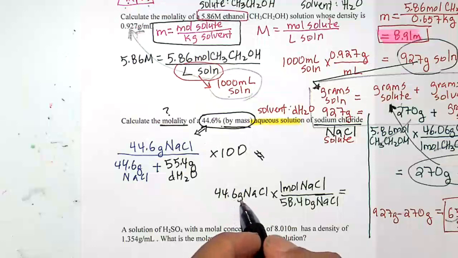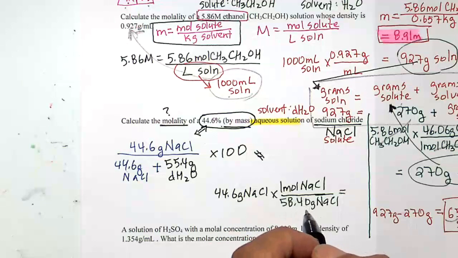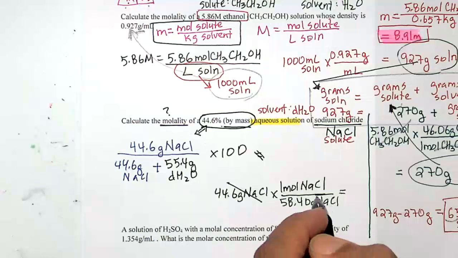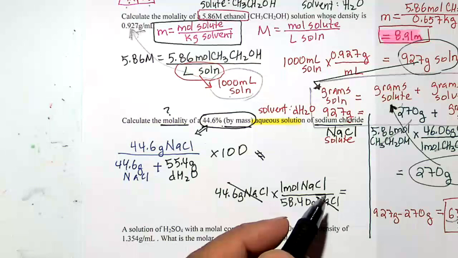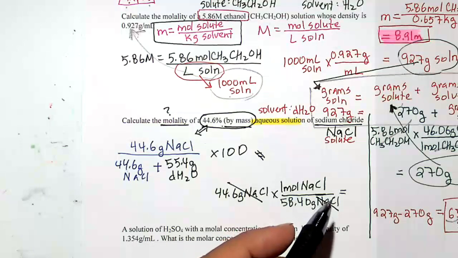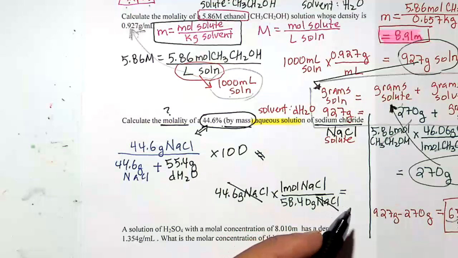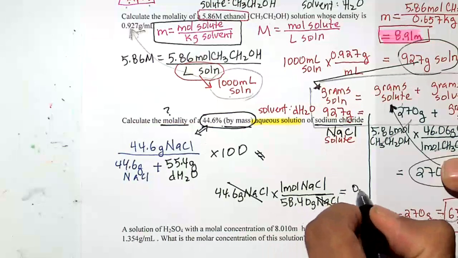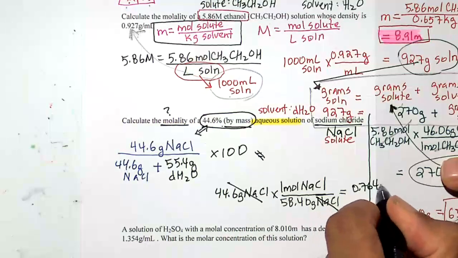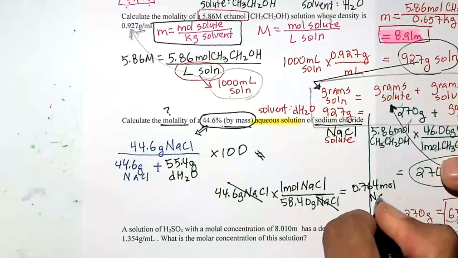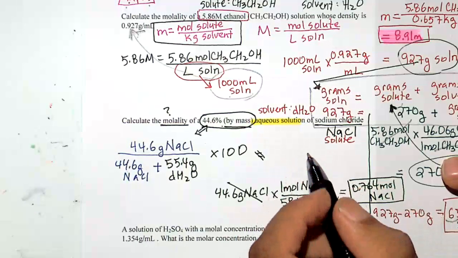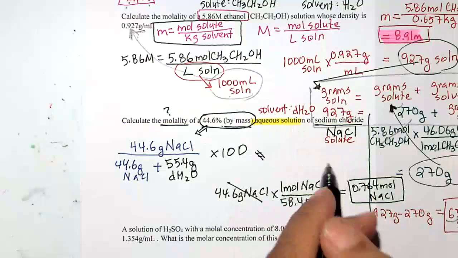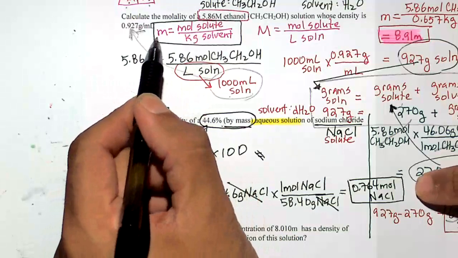So 44.6 grams of NaCl, and 1 mole of NaCl is 58.4 grams. We just add those numbers in the periodic table. Grams and grams cancel. What did you guys get? 0.764 moles. Did you get that, Allison? 0.764 moles.